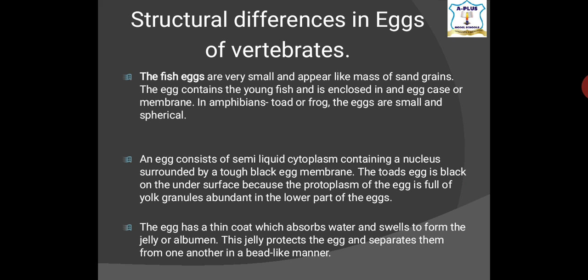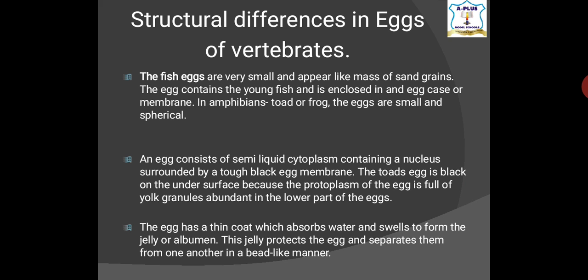In amphibians, toad or frog, the eggs are small and what? Spherical. That is the shape of the egg. An egg consists of semi-liquid cytoplasm containing a nucleus surrounded by a tough black egg membrane. We are talking about the toad, the egg of an amphibian. The toad egg is black on the undersurface because the protoplasm of the egg is full of yolk granules, abundant in the lower part of the egg.